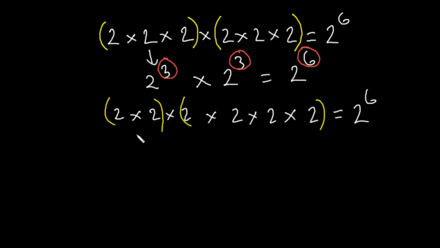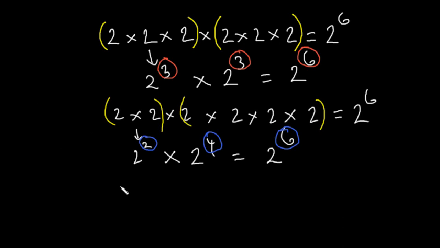So what we're essentially saying here is 2 times 2, which is 2 to the 2, times 2 times 2 times 2 times 2, which is 2 to the 4, and that again equals 2 to the 6. And then notice here, 2 plus 4 equals 6. And I can split it up a different way. I can split it up like this.